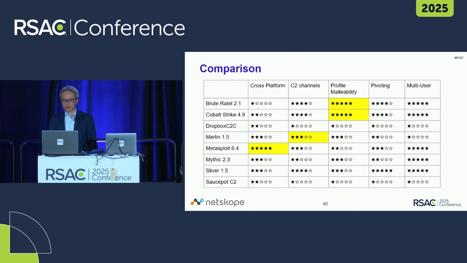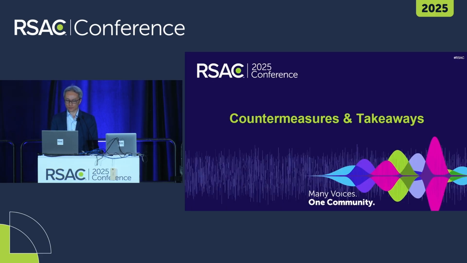And finally, making C2 traffic blend into the legitimate network is the key so far. So for Brute Ratel and Cobalt Strike, which support a highly configurable C2 profile, they win the full 5 stars.